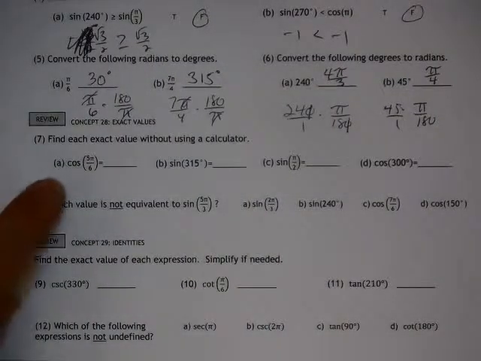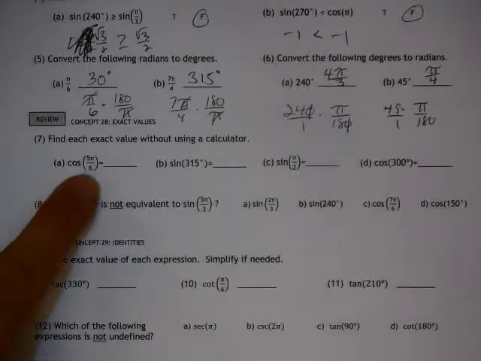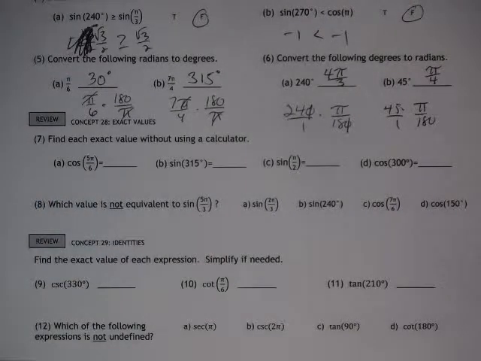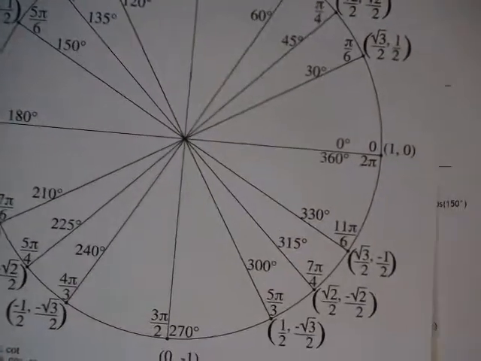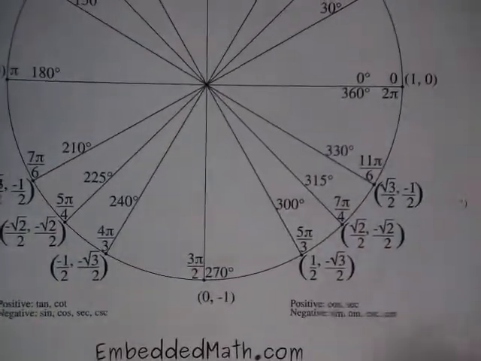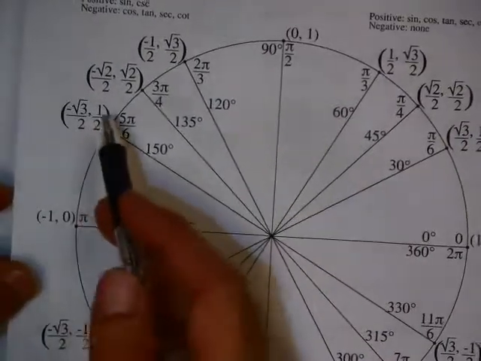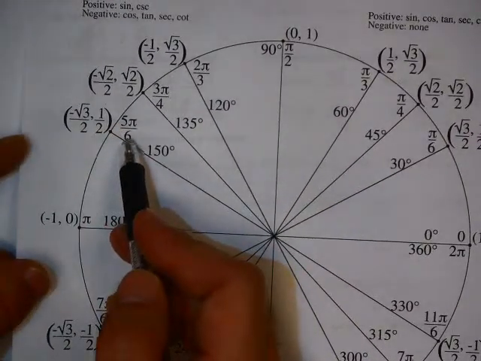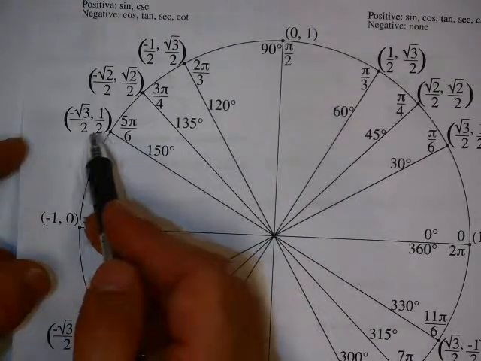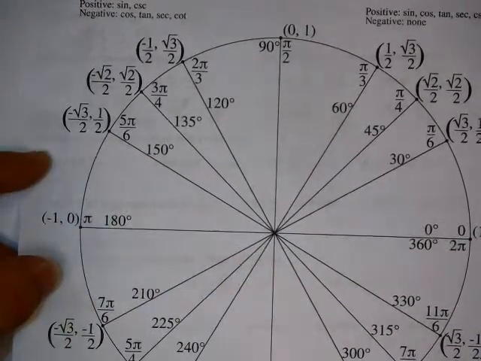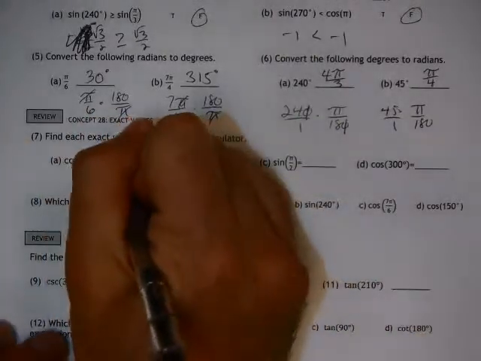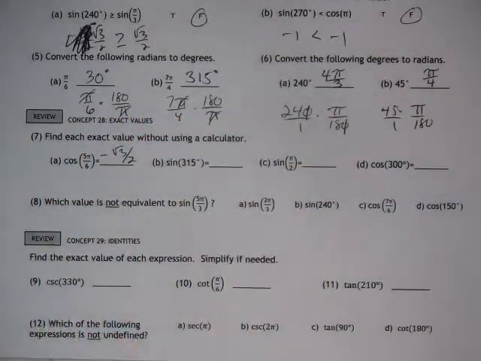For part A, number 7, part A, cosine of 5 pi over 6 radians. Remember, cosine is the run or the x value. So at 5 pi over 6, where are you? There you go. There are the two coordinates. Your x value is that longest leg, negative square root 3 over 2.